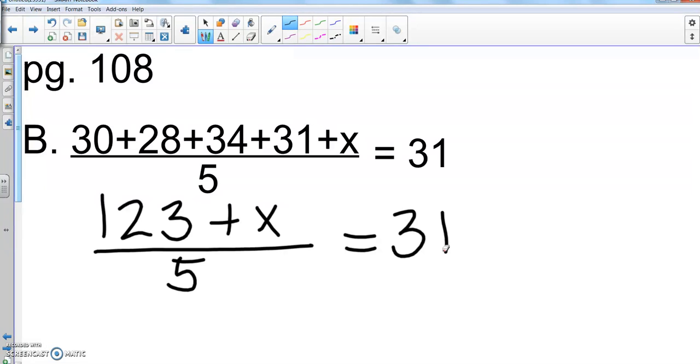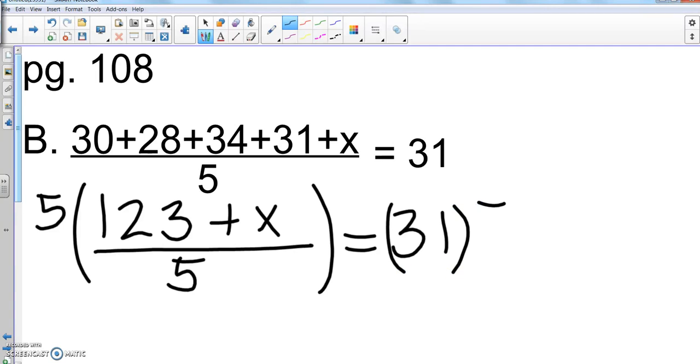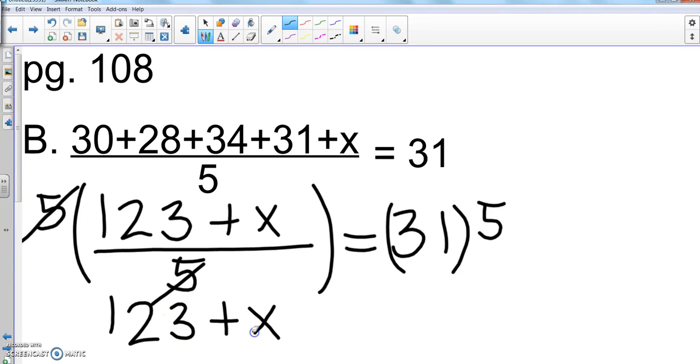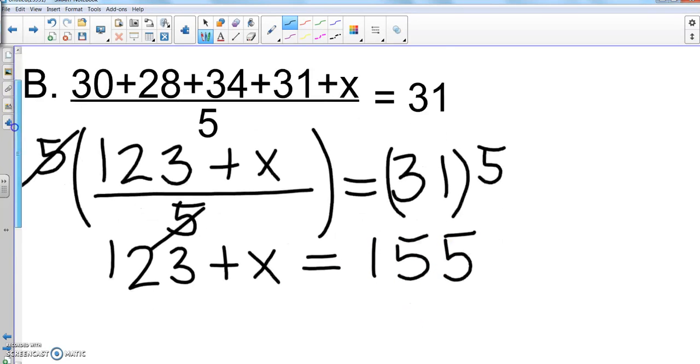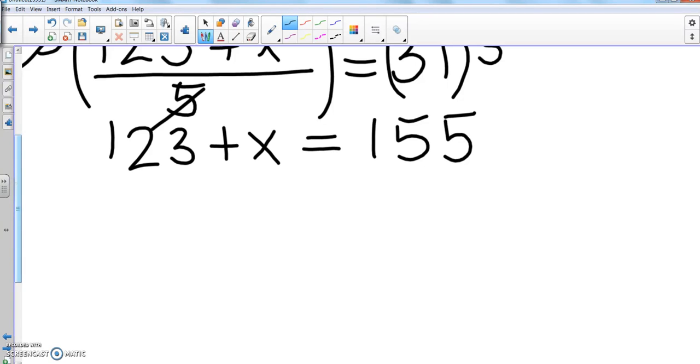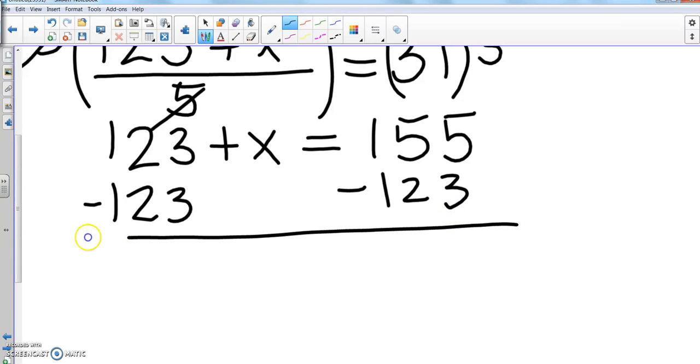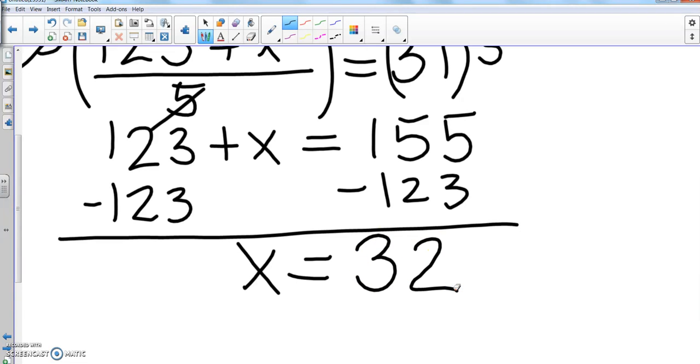Solve it the same way. You got to get rid of that 5 on the bottom. So 5 is gone. You get 123 plus x equals 31 times 5 is 155. Then last, you just have to subtract 123 on both sides. X equals, looks like 32. Just put it in your calculator.